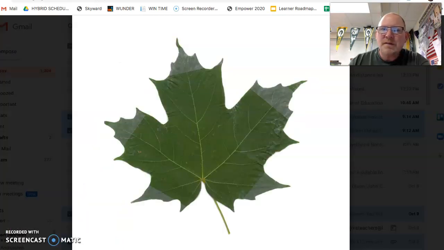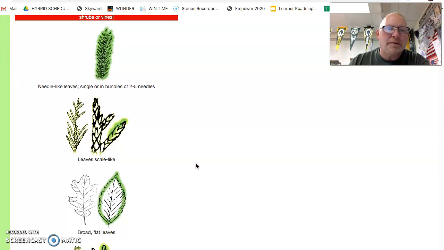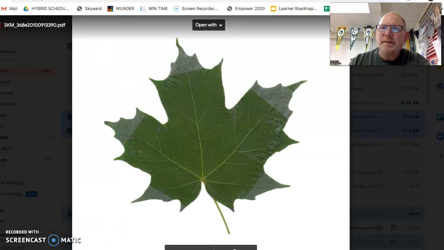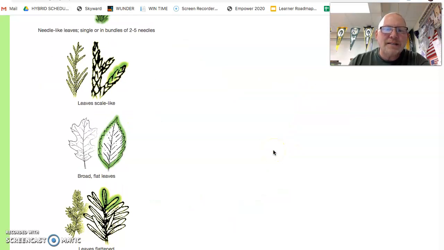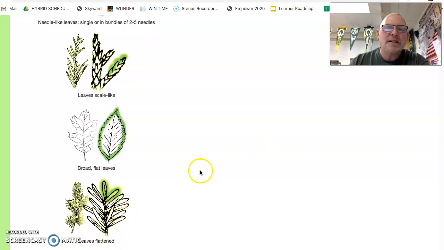No. Are the leaves scale-like? Do they overlap like fish scales? No, not quite. And are they broad and flat? I would say yes. And are the leaves flattened? I say broad and flat leaves is our best bet.